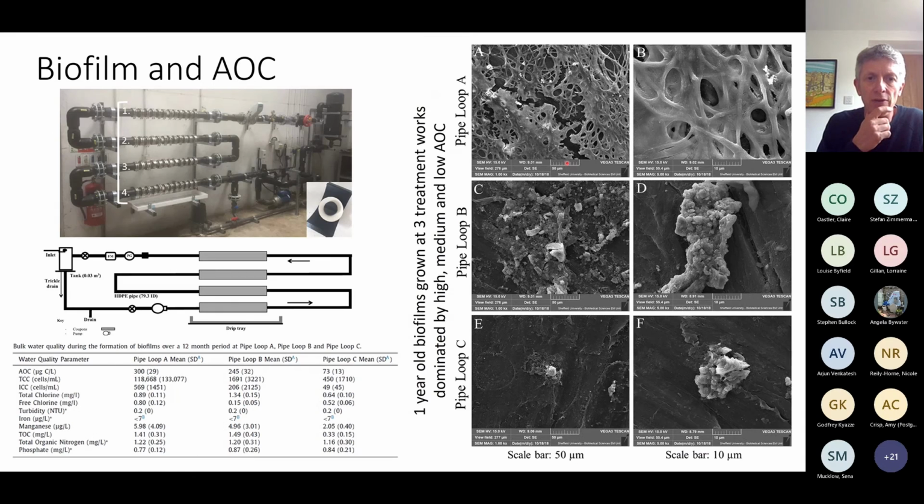So what we then went on to do with Fran was to build some mini pipe loops and put them at the water company's treatment works, and basically picked three sites that were fairly dominated by lower, medium and higher AOC. Again, you can see in the SEM images, this was actually run for a year. So this is a much more mature biofilm than most of the other data and plots I've shown you. You can really clearly see how different the biofilms that we grew inside the pipes of the system were.